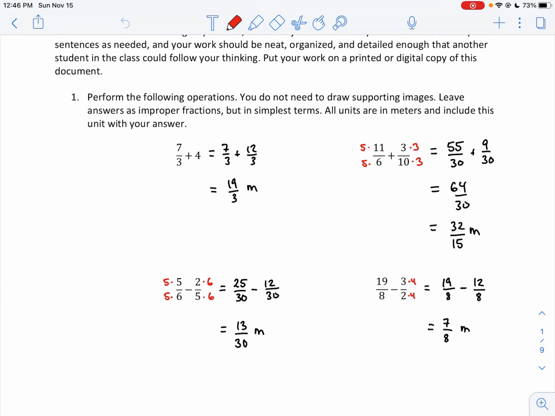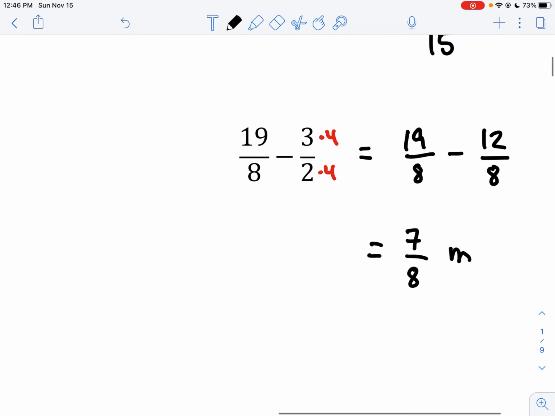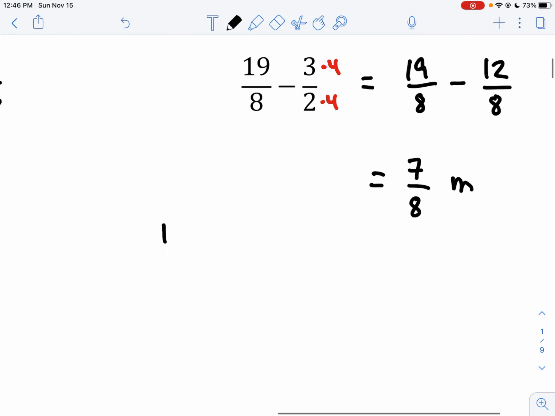Now, just to illustrate, let me take this one here as an example. You don't always have to use the least. You can combine fractions by addition or subtraction with any common denominator. It doesn't have to be the least. So I could have started with 19/8 minus 3/2 and simply done the product of the two denominators, which is 16, and say that's my common denominator. So I'm going to multiply this fraction by 8 over 8.